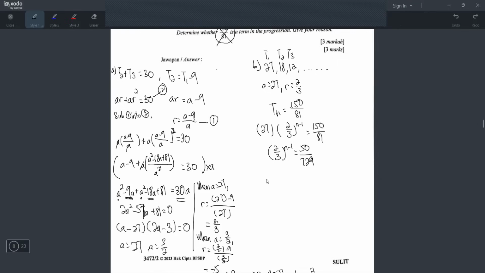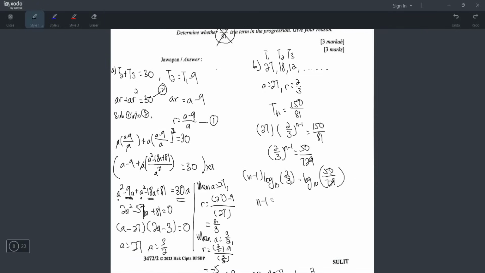So the only way is to tambah log both sides. And when you tambah log both sides, remember you can use any base you want, but I will use base 10, and then it will be 2/3, and then the n minus 1 can bring it in front, and then this will be 50/729. And now you can actually find n minus 1. You just press log answer divide log 10 2/3, right? Then you will get the answer.